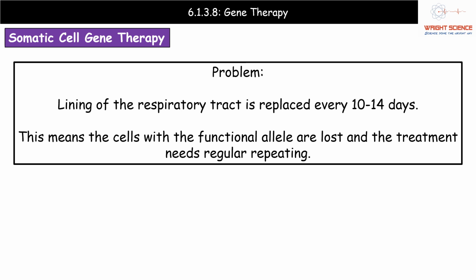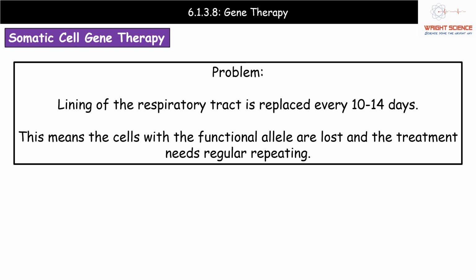There is a big problem with this treatment though, and the first one is that the lining of your respiratory tract isn't overly stable. Because of the wear and tear it gets from the constant movement of gases through it, we end up replacing those cells every 10 to 14 days. So any of those cells that had gained the functional allele will need to be replaced, because every 10 to 14 days those ones with the functioning allele are going to be removed by the body and replaced with ones using our original DNA, and therefore won't have the functioning allele present again.